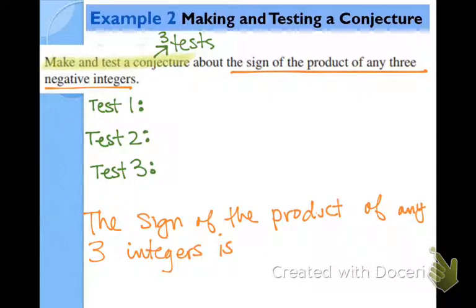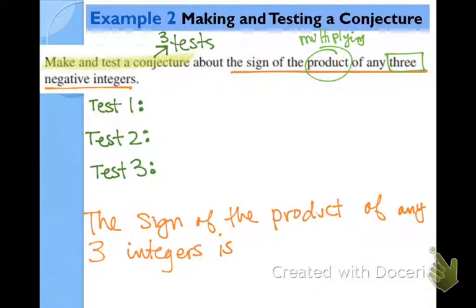Okay, so it says the sign of the product. What does product mean? The final answer. Final answer to what? A multiplication problem. So we're going to be multiplying how many numbers? 3 numbers that are what? Negative. 3 negative. What is an integer? It is a number. We're going to be multiplying 3 negative numbers.